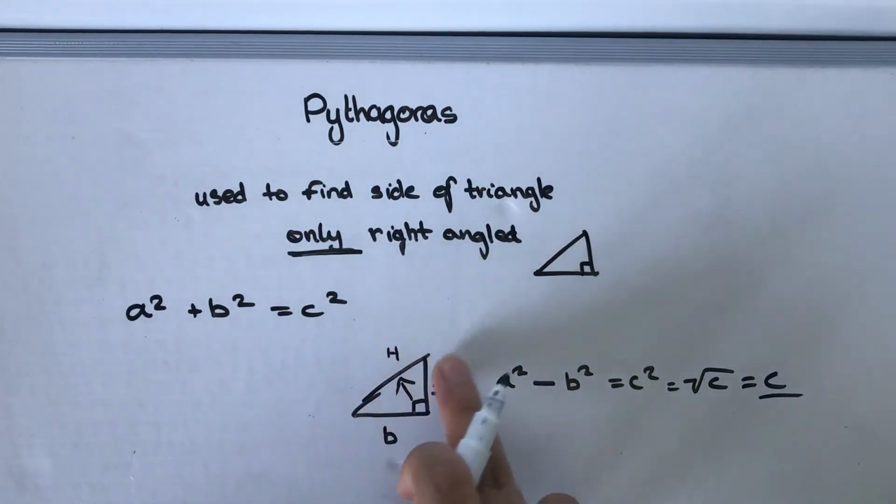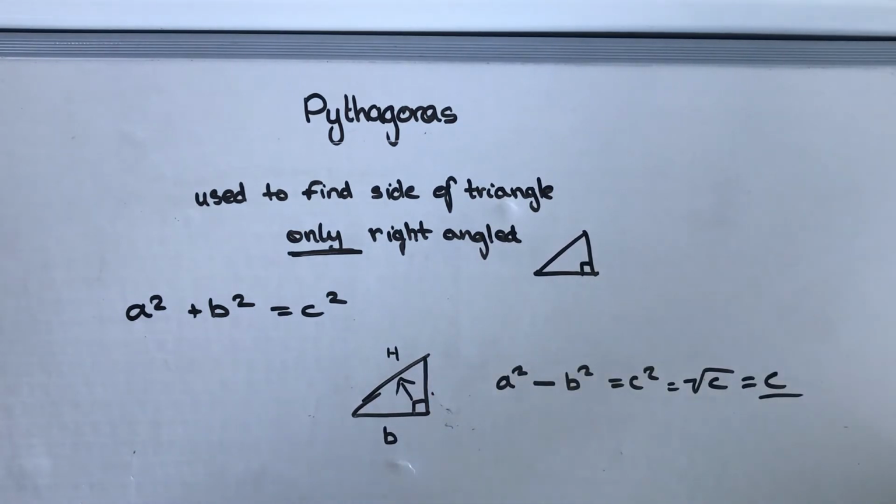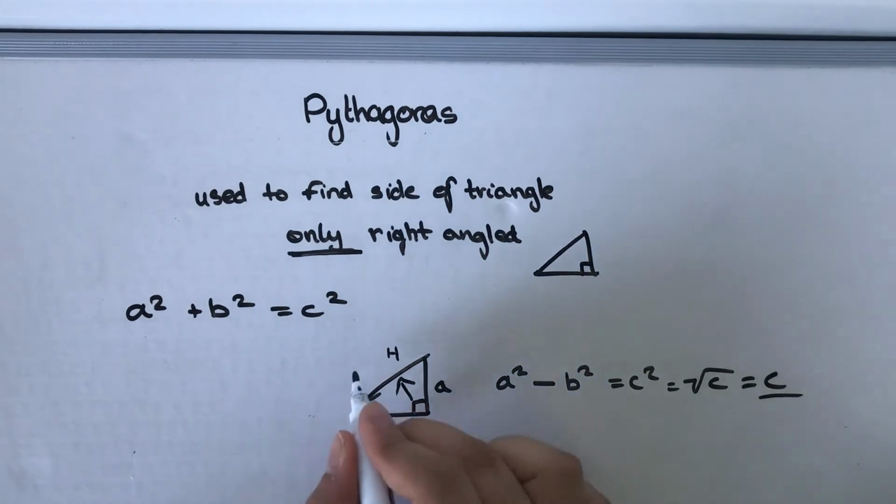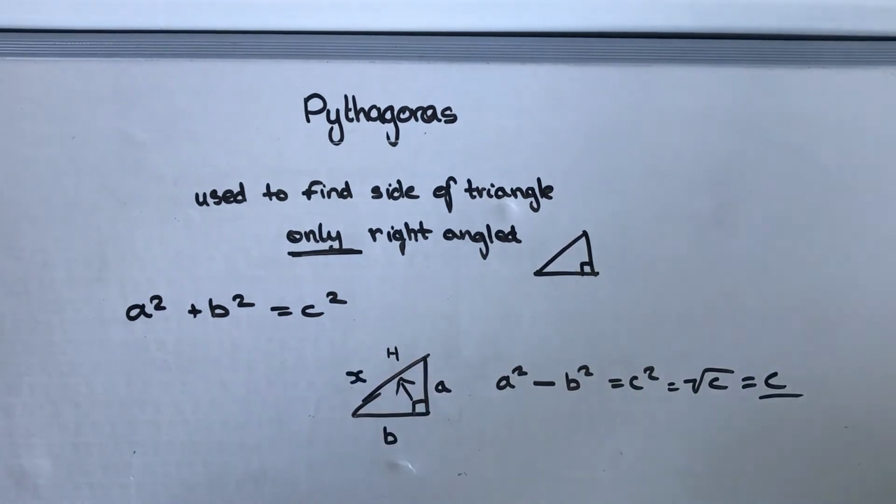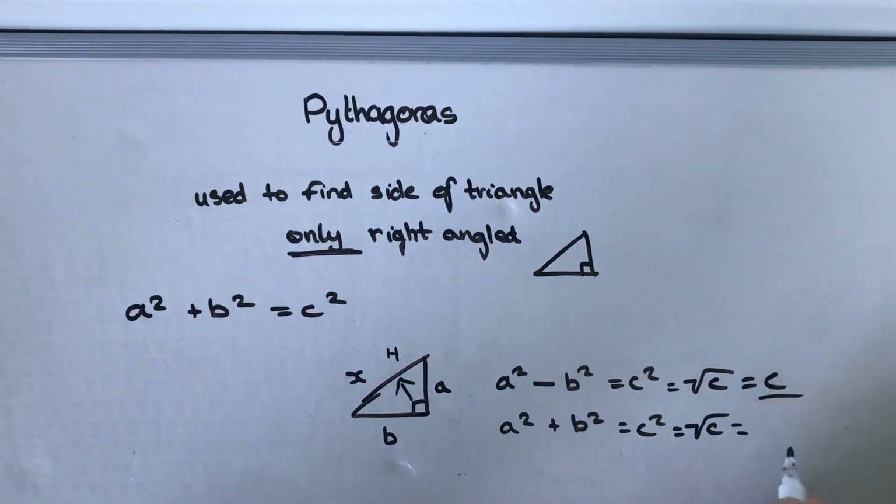What happens if we are not given the hypotenuse? Well, what will happen then is that we add, as the hypotenuse, like I've said before, is the longest side of a triangle. So we get a squared plus b squared, which equals c squared. Then we root that answer to get our final answer here.